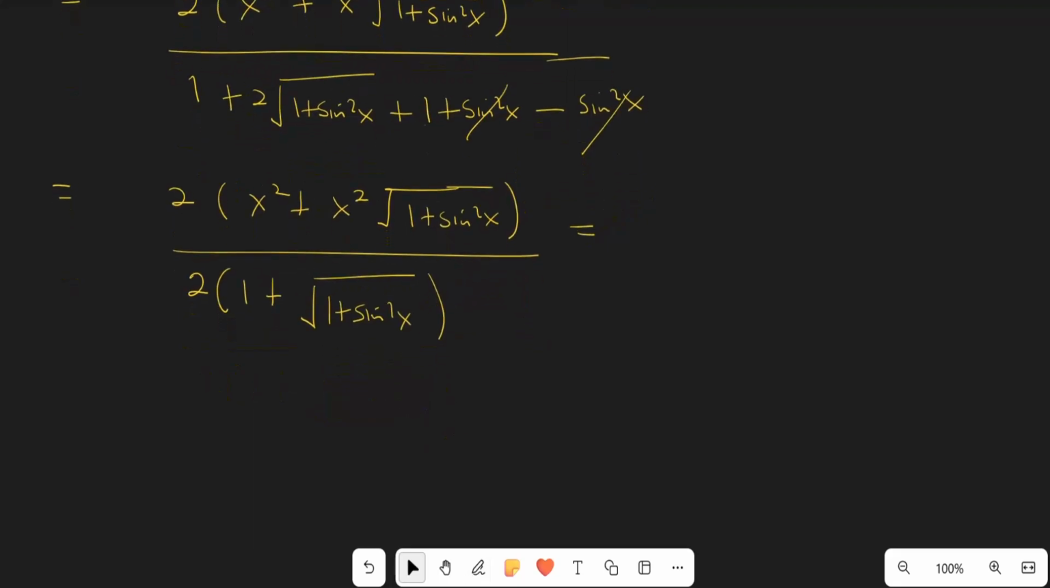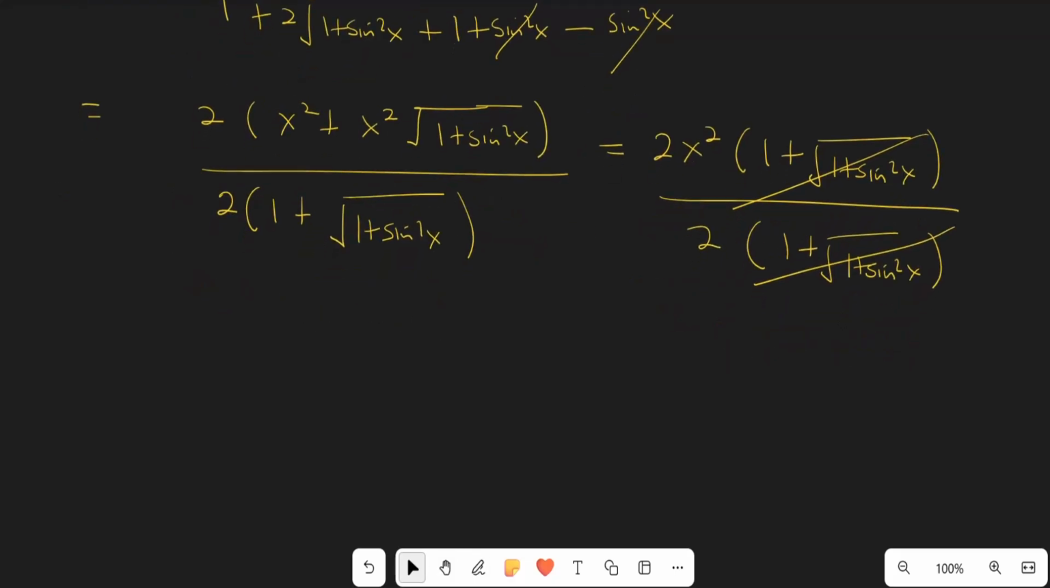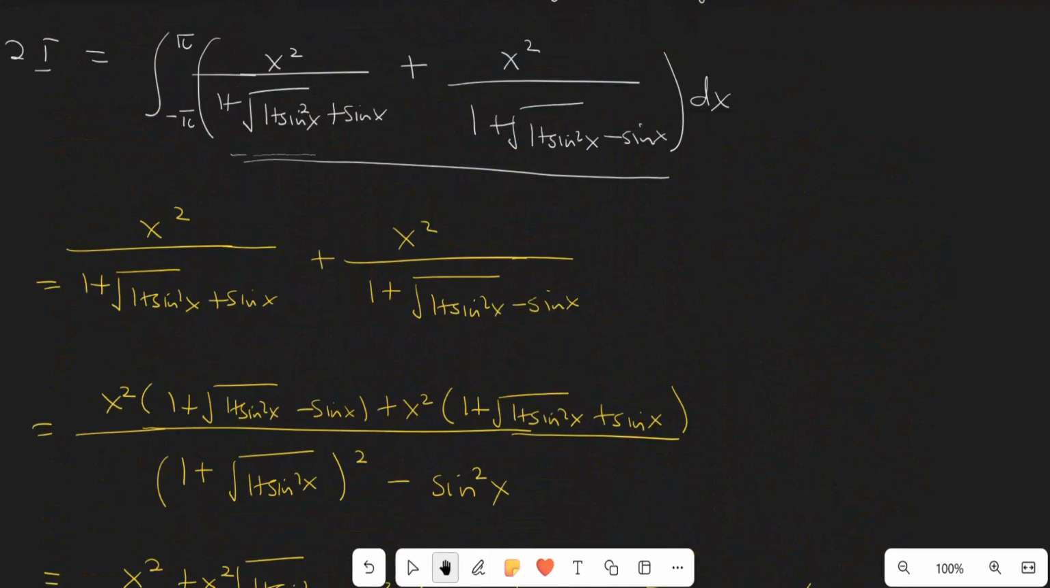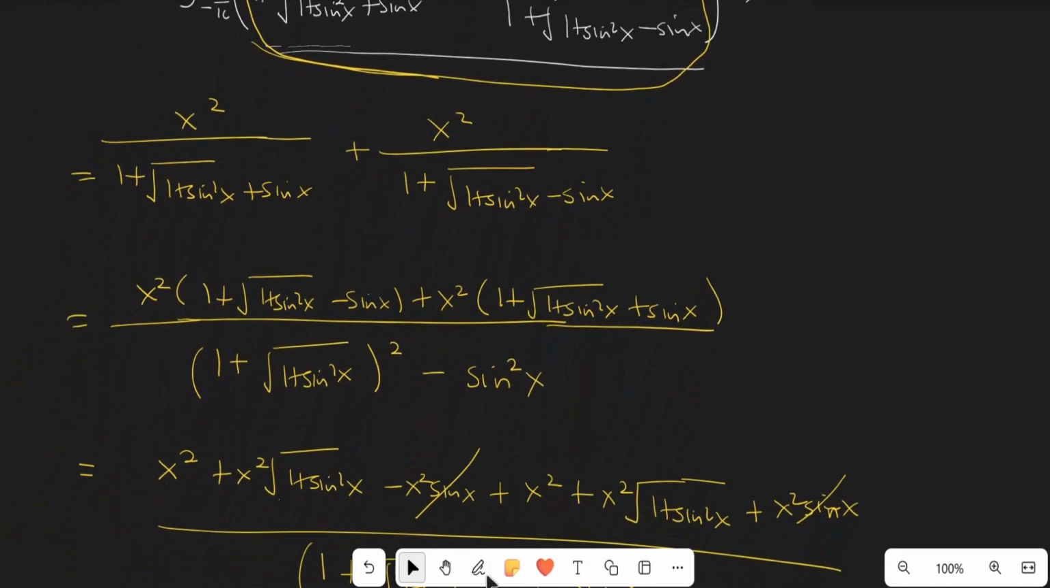Here I should have factorized 2x squared out. I'm bad, forgive me for that. So this is 2x squared, 1 plus the square root of 1 plus sine square x, all over 2 multiplied by 1 plus the square root of 1 plus sine squared of x. So this one and this one are the same. They'll cancel. 2 cancels 2, and you are just left with x squared, right? So that means that this one here simplifies to x squared, right?